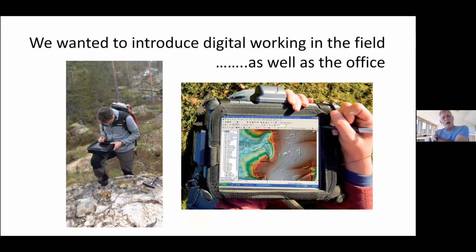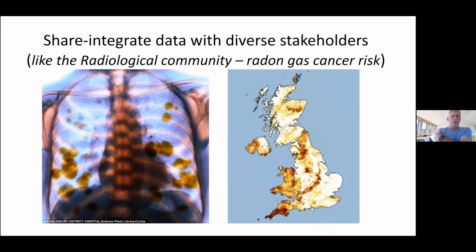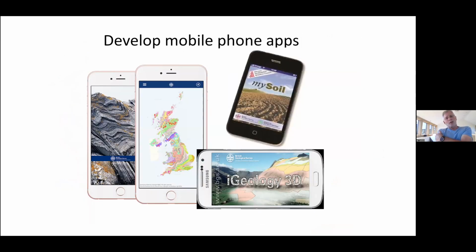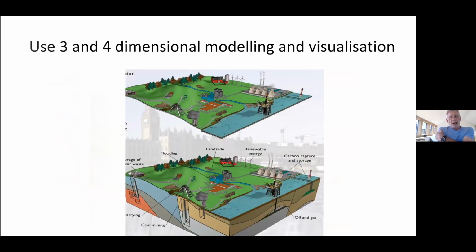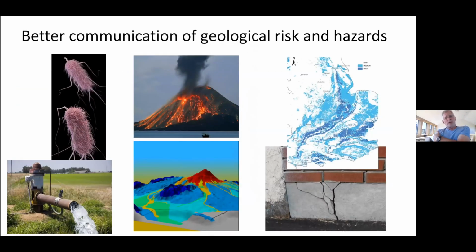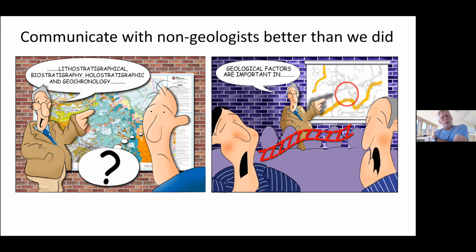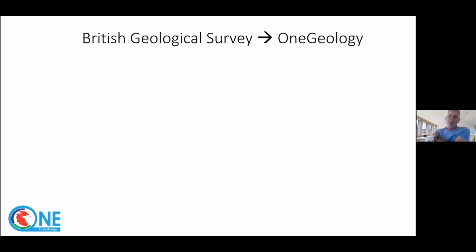And we didn't just want to work in the office digitally, we wanted to work out in the field digitally as well. Back in the early 2000s, the web was a new thing and maps on the web were very new. We wanted to be able to share data with others who needed it, for instance, radon gas cancer risk, or to put things on these new smartphones that were appearing, and to work in 3D and 4D, because geology is a 4D science, and to do 3D and 4D virtual reality. 20 years ago, this was frontier stuff. And we wanted to communicate better, and we couldn't do that without great data either. We realized we just confused people because we were constantly talking in jargon, so we needed to deal with that.